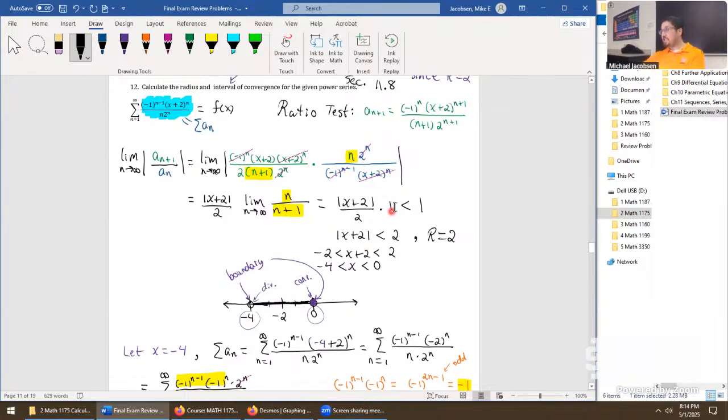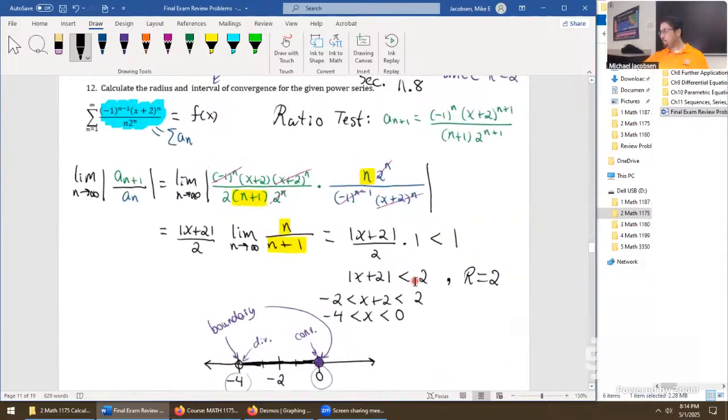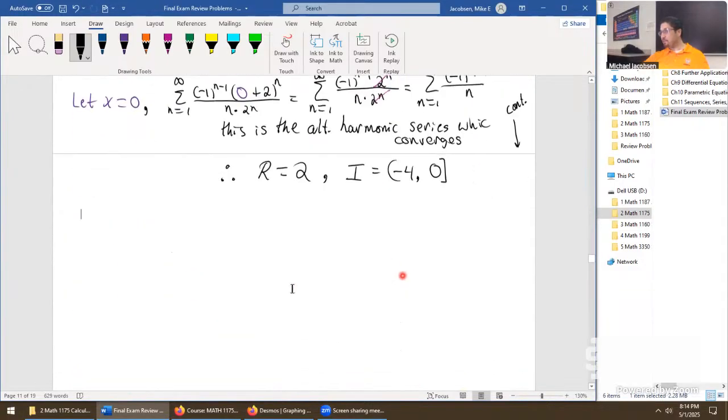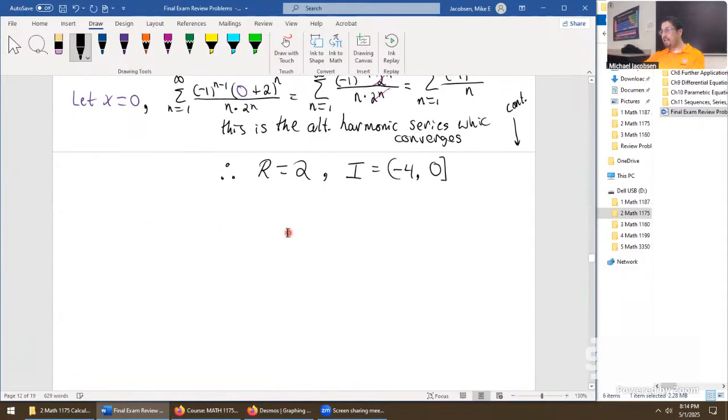If this came out as exactly 0 right here, it would wipe out the x plus 2. Then R is infinity, and I is, excuse me, from negative infinity to positive infinity. So this is the tougher case to get through, but that makes it a good one to review on the final exam review. And now here's our next one to take a look into.